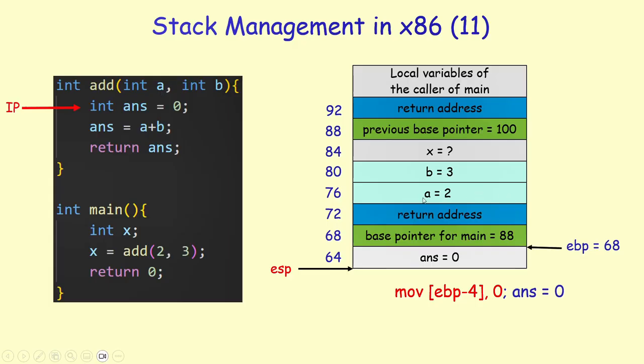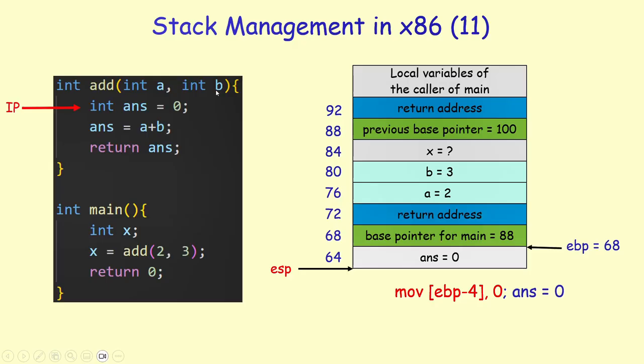So let's now look at the parameters A and B. We know that on top of the base pointer, we've got the value of the old base pointer, which is 4 bytes, and then the return address on top of it. That's another 4 bytes, so that's 8 bytes. So the address of the parameter A would be EBP plus 8, so 68 plus 8, that would be 76, and that will be the address of parameter A. And the address of parameter B would be EBP plus 12, 68 plus 12, that's 80, and that will be the address of the parameter B, the second parameter.